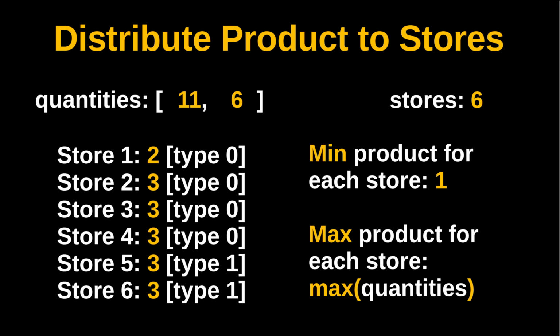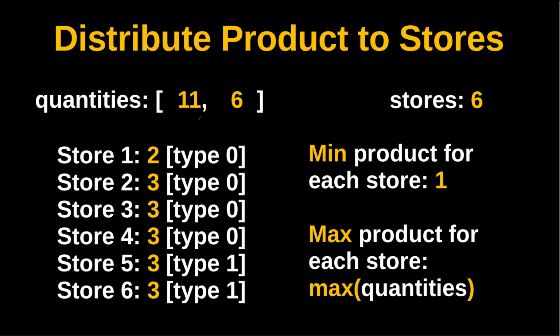How about the maximum number of products each store can get? Well, the maximum each store can get is the maximum of the quantities array, because each store is only allowed to get 1 product type. We can at maximum give all the products of that product type to 1 store. So the maximum number of products a store can get is the maximum value of the quantities array. In this example, the maximum of this quantities array is 11.